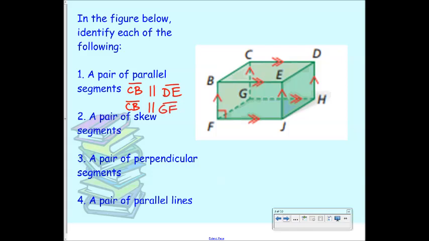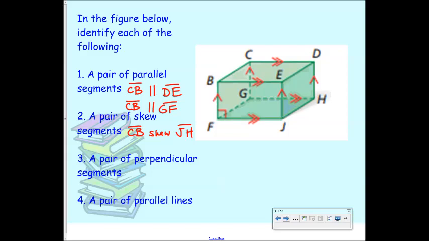Is CB parallel to JH? Why not? They're not on the same plane, which means that they are what type of segments? Skew. Very good. So we could say CB is skew to JH. We have no symbol for skew. So just CB is skew to JH. They're not touching, but they also are not on the same plane.